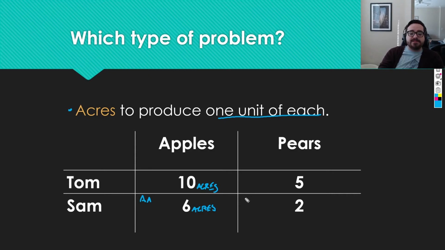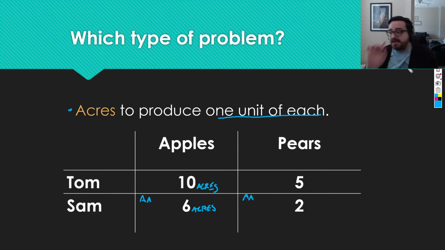Who can make the most pears? Still Sam. Because again, this is 2 and 5 acres, not 2 and 5 pears. So you gotta read the little statement up here carefully, and that's why I like to label acres, acres, acres, so I'm not looking at pears and thinking, Tom can make more! It's like, no. It's acres, so Sam can make more.